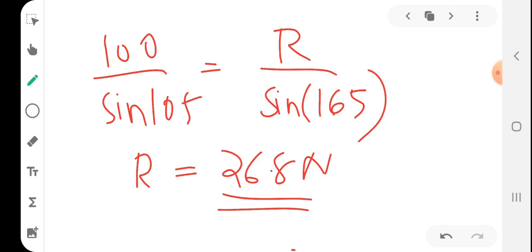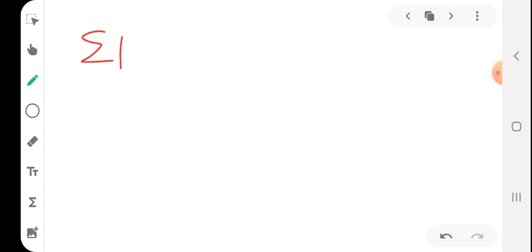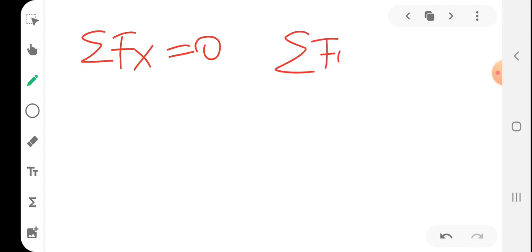I have told this thing in the initial classes itself, because we are going to encounter a lot of numerical problems. So a scientific calculator is a must if you wish to pursue this particular course. Okay, so this is how you solve this problem using Lami's theorem, and I will show you the other method also. Sigma Fx should be equal to 0, sigma Fy should be equal to 0, and how to find the components along x direction.